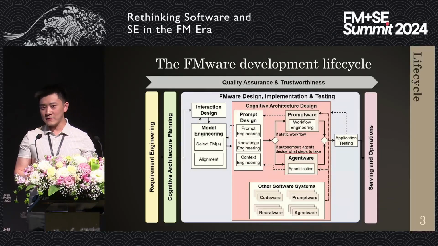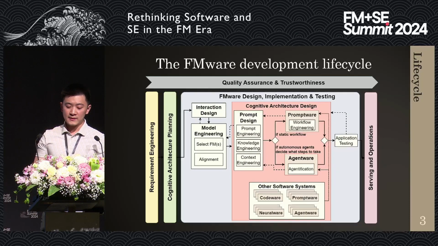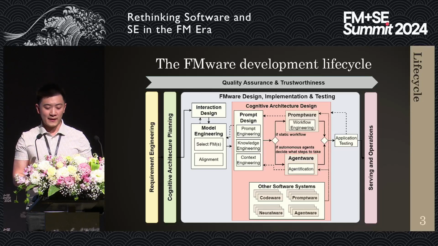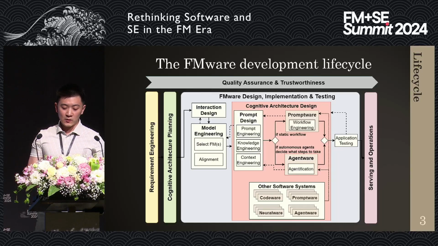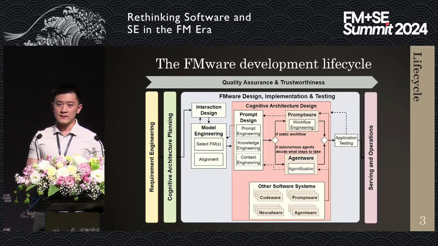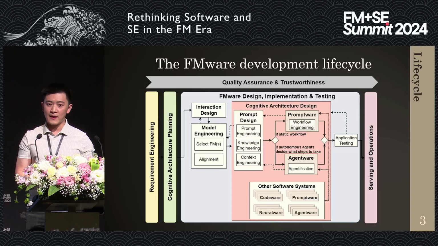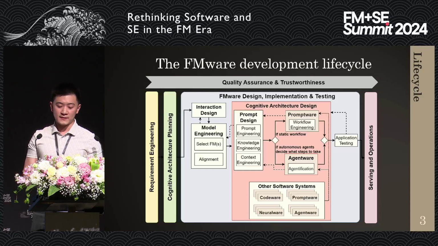This is a relatively opinionated view of how we think the development lifecycle has become in this era of foundation model applications, including promptware and agentware. Just as usual, it still starts with requirement engineering, but in this case, we have new challenges that we might not go too much into right now. Essentially, because of the uncertainty of the behavior of foundation models, it becomes really hard to specify the expected behavior of the system.